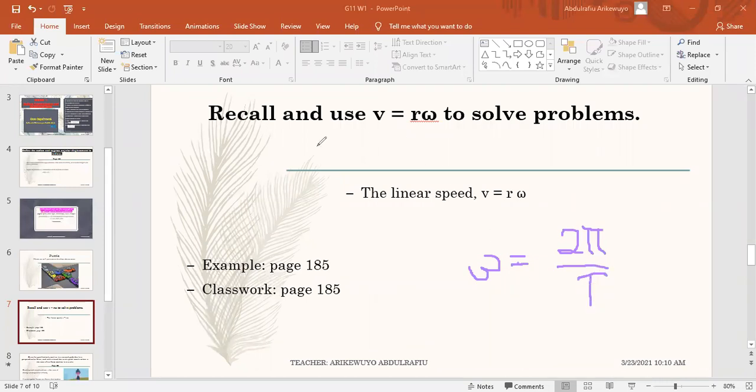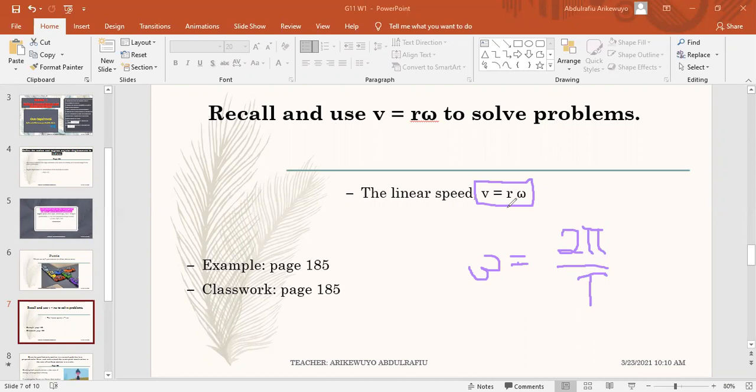I want to talk about the linear speed v. The difference is that linear is a straight line and angular is a circle, it's circular. Are you following? Now we can convert from angular to linear using this formula: the linear speed v is equal to r omega. The omega is the angular speed.